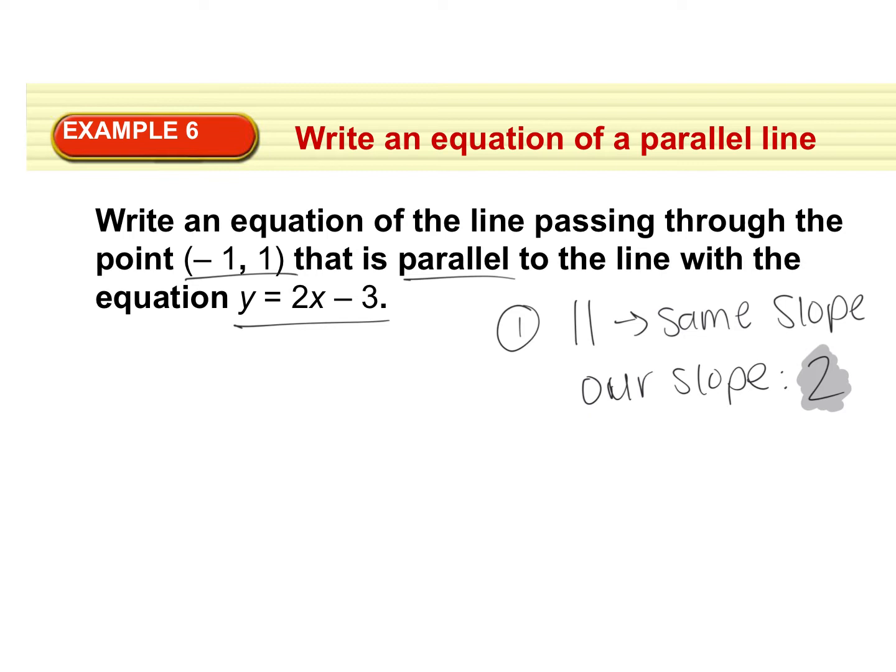And in y equals mx plus b, what letter did we just find? M. So m is equal to 2. M is equal to 2.